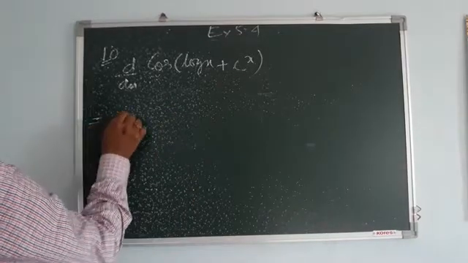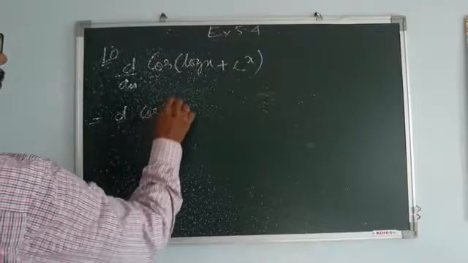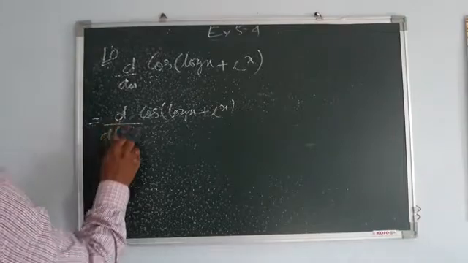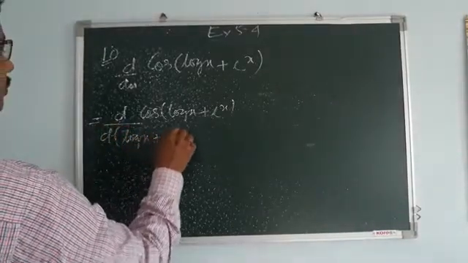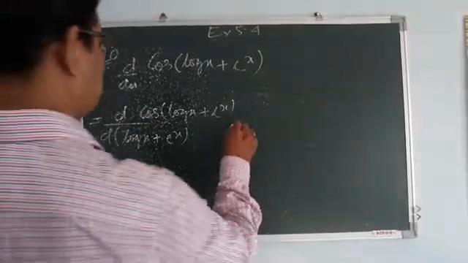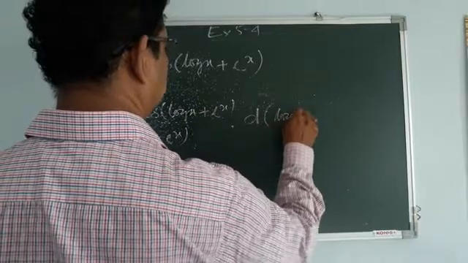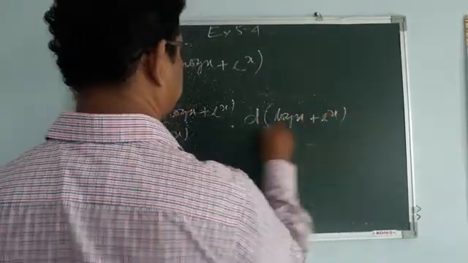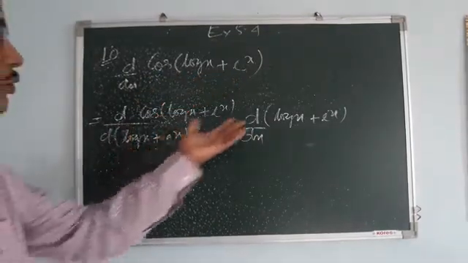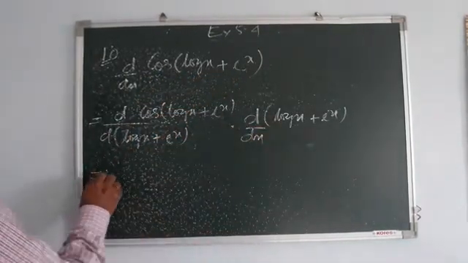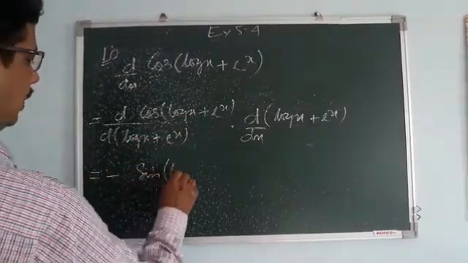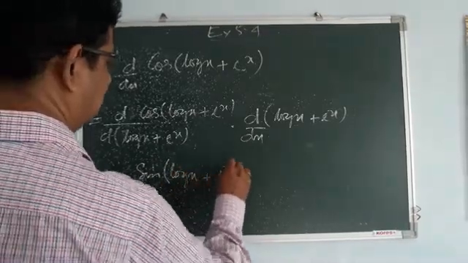Differentiation of cos(log x + e^x) is d of cos with respect to log x + e^x, then this one into d(log x + e^x) with respect to x. See here, cos this with respect to that, then this one you will do. Differentiation of cos x with respect to x is minus sin x. So minus sin of (log x + e^x).